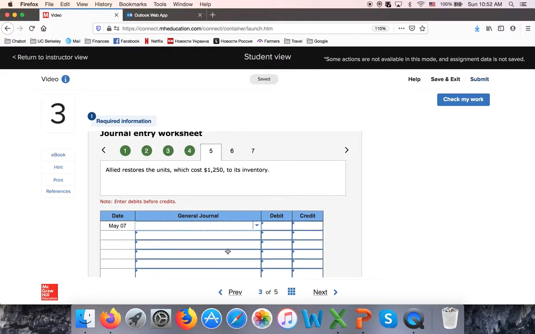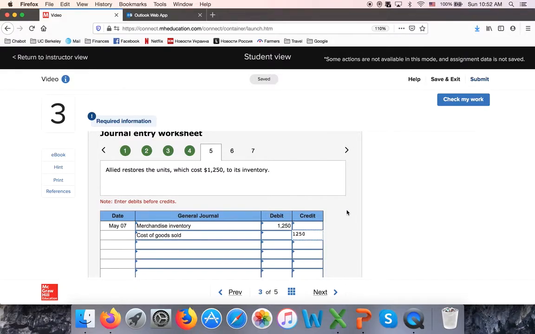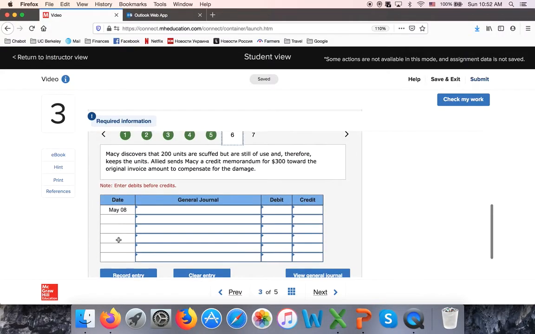And the second part of the same transaction, we're going to debit merchandise inventory because we reinstate the units in our inventory. That's cost. And cost of goods sold, $1,250. Again, price and cost. Again, I hope it makes sense. A lot of your homework will include these types of transactions as well as the test.